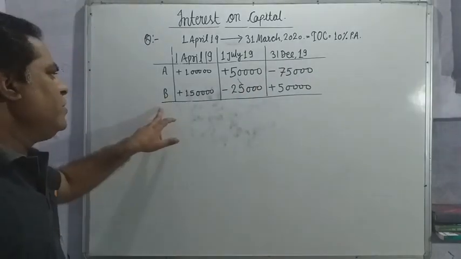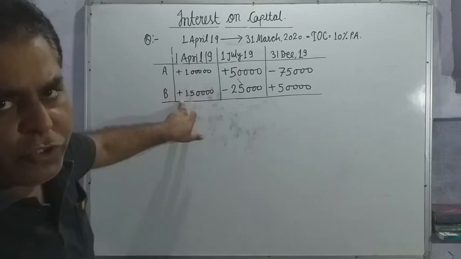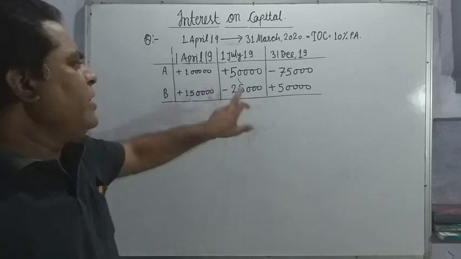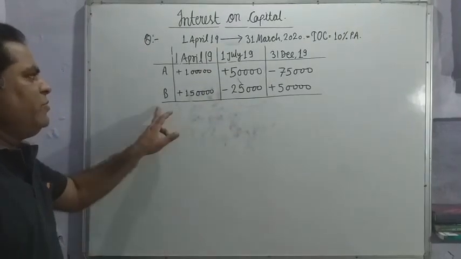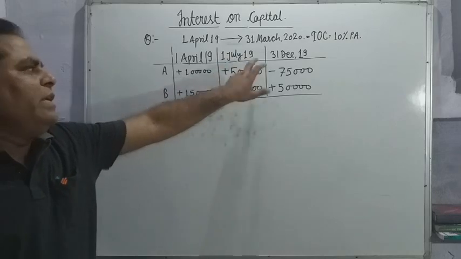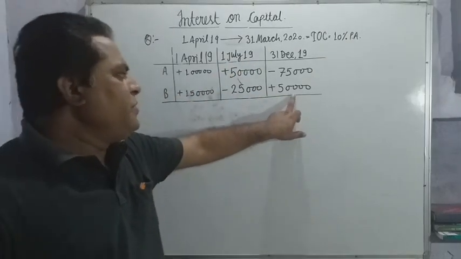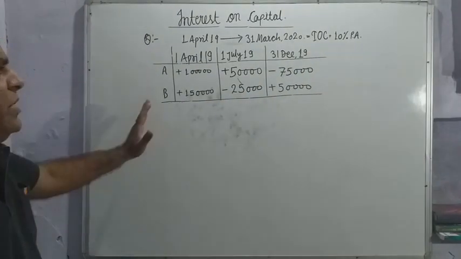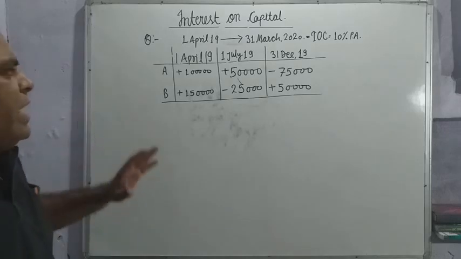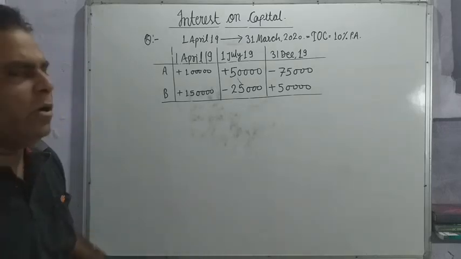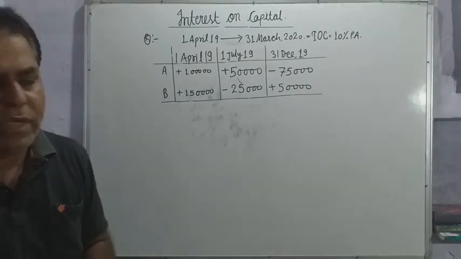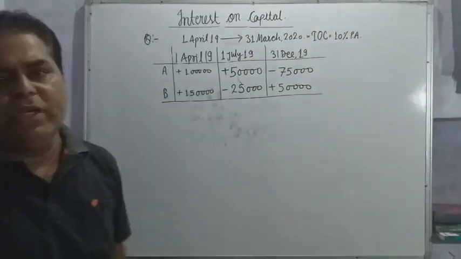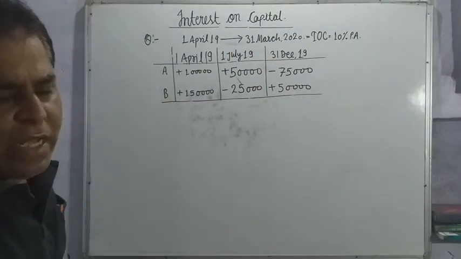In the same way, B is also starting the partnership with a contribution of rupees 1,50,000. After that, on 1st July 2019, B is withdrawing rupees 25,000, and on 31st December 2019 B is again contributing rupees 50,000. So there are three transactions regarding contribution or withdrawal of capital, and always keep in mind that your accounting period closes on 31st March 2020. Now I am going to explain how to calculate interest on capital.